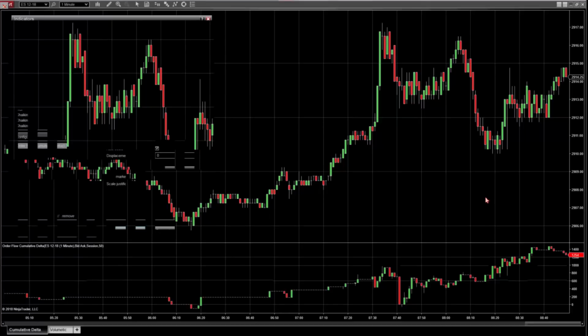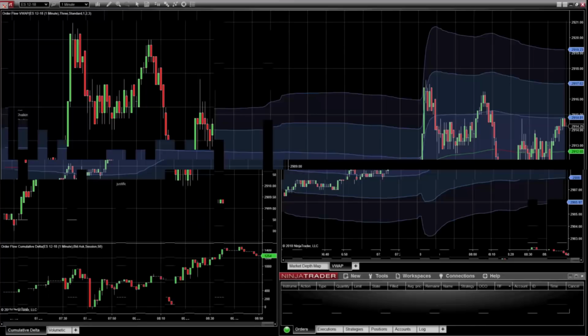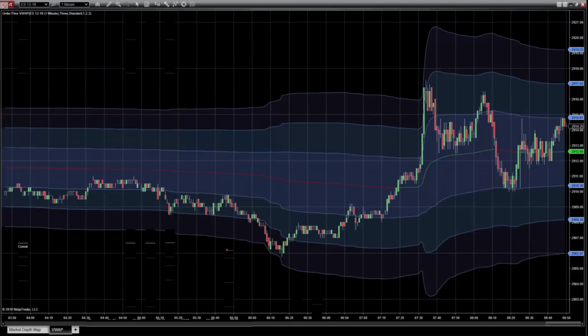We'll go ahead and move to the last section of today's presentation. VWAP stands for Volume Weighted Average Price. The VWAP is a total of the dollars traded for every transaction, price multiplied by number of contracts traded, and then divided by the total number of contracts traded for the day.